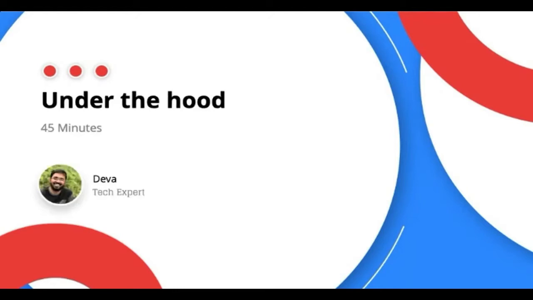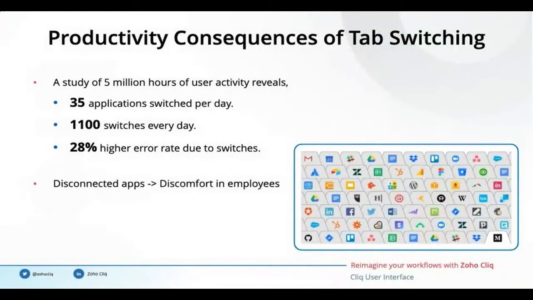Before moving on to how you can implement these things for your company, let's quickly look at some facts revealed from a research. A study of 5 million hours of user activity found that an average employee switches between 35 applications every day. That too, they switch them 1100 times a day. The study also discovered that there was a 28% higher work error rate due to these switches. So, disconnected apps cause discomfort in employees, thereby reducing their productivity.